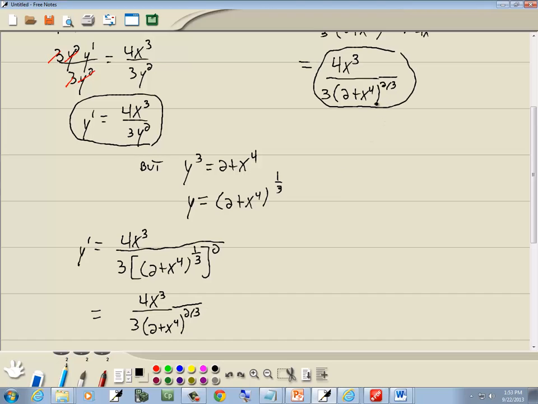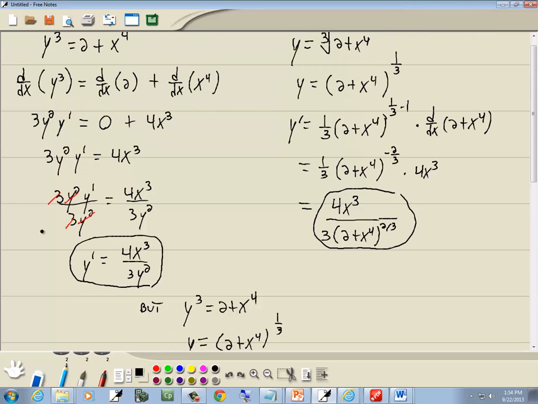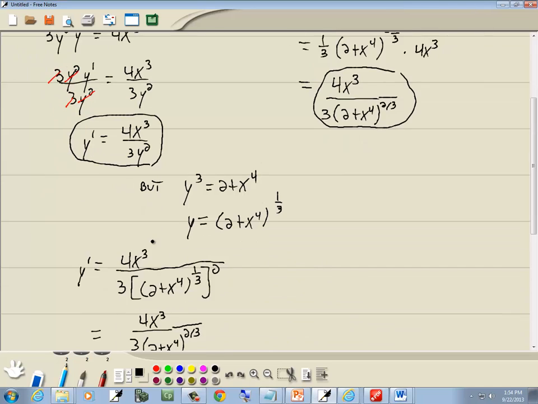So don't get really wound up if you work it two different ways and come up with answers that don't appear to be the same. If you did some simplification, you'd find out that they are the same.